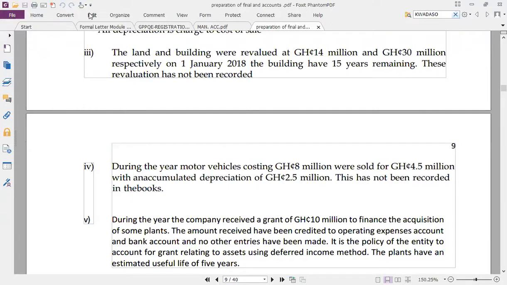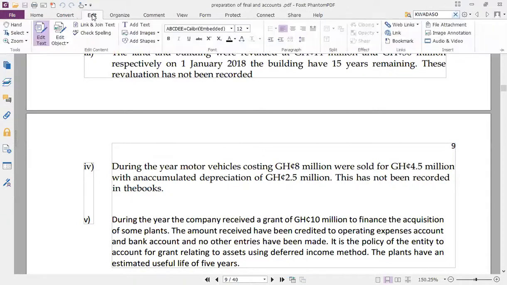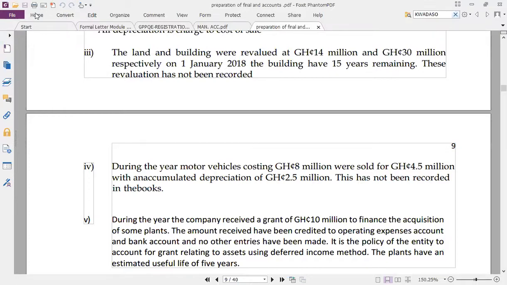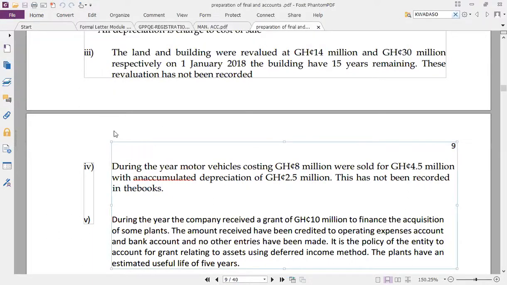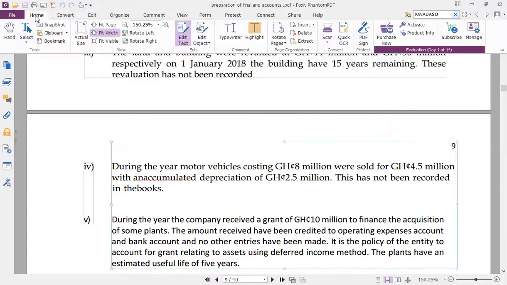So what do we have to do? You have to record it. If they have not recorded anything at all, we have to start from the 3 steps. We said that anytime there's disposal, we have to calculate the profit or loss on disposal. But before we do that, there are 3 steps.